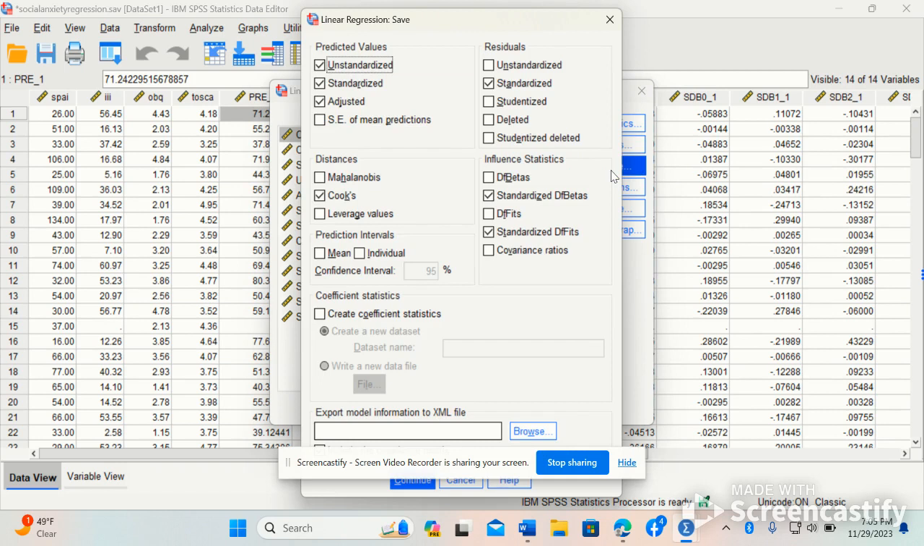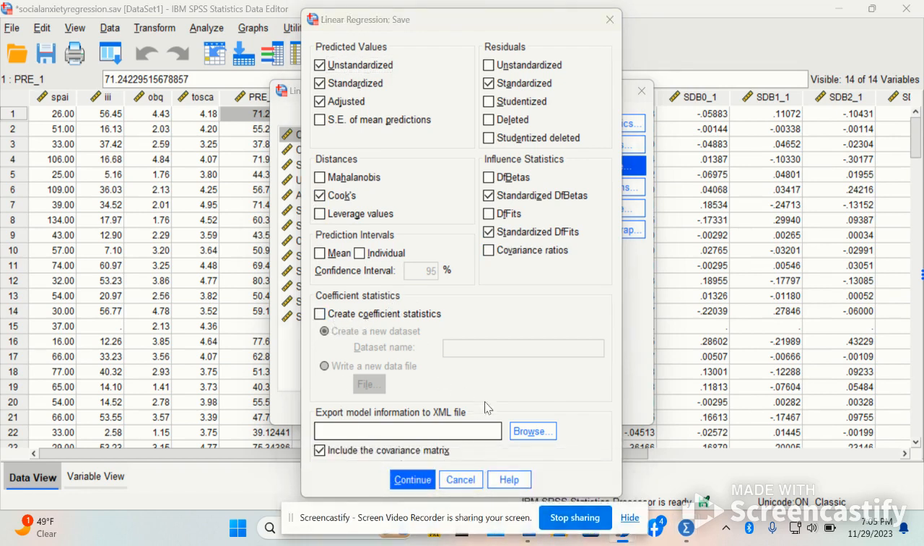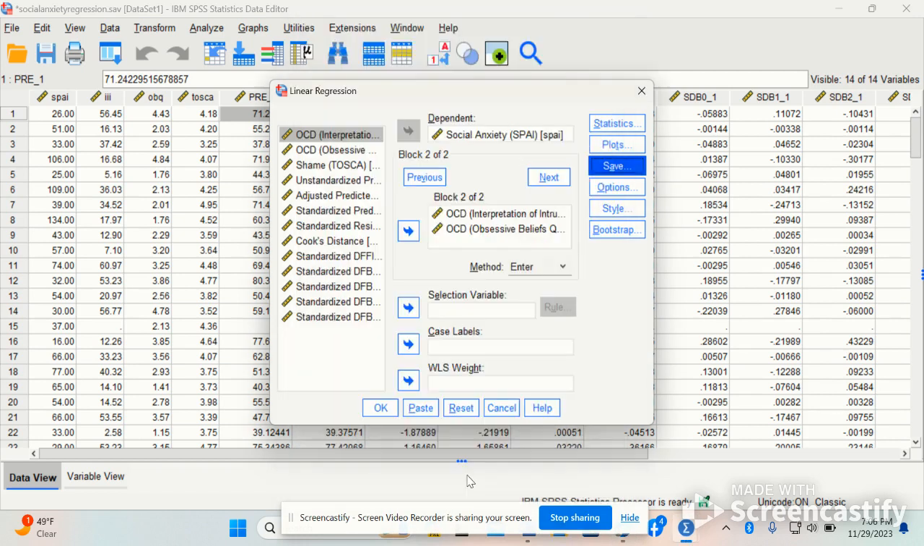A bunch of people did a bunch of different things, so I'm kind of confused on which one I'm supposed to do. But I did unstandardized, standardized, adjusted, and then standardized over here for the residuals, and then standardized DfBetas, and then standardized DfFits, and then the Cook's. I'm thinking Dr. Grande maybe did the create coefficient statistics, but I'm not going to do that.